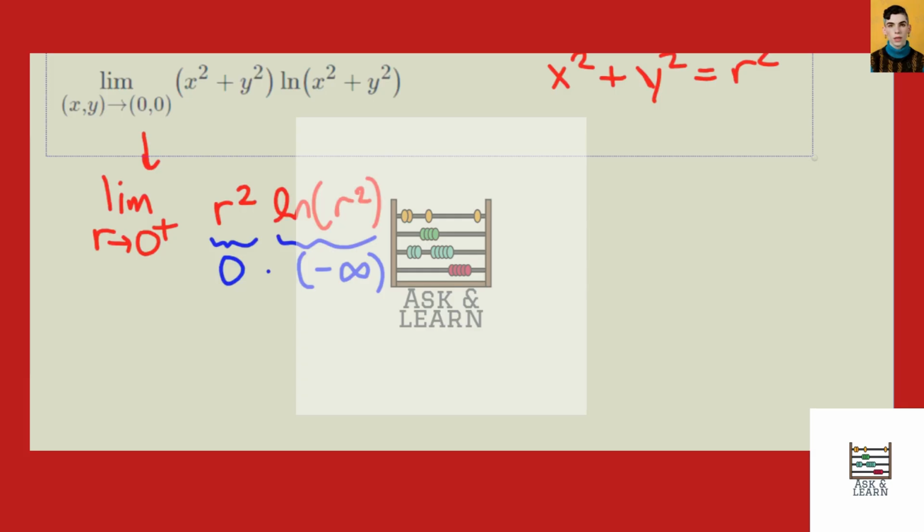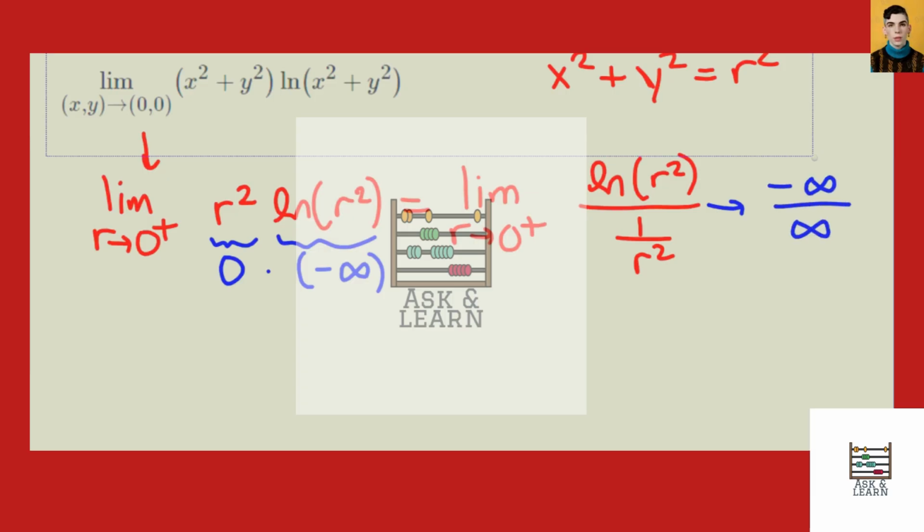Now, in order to evaluate this, I'm going to rewrite this in a way that looks a little strange. I'm going to keep the ln of r squared in the numerator, but the multiplication by r squared is the same as division by 1 over r squared. Now, if you tried direct substitution, you would get negative infinity over positive infinity, so L'Hopital's rule is applicable.